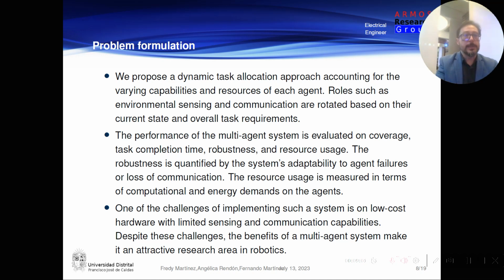The performance of this algorithm is evaluated by four metrics. We are using a metric for the time, one for the completion of the task, and two metrics for the structure of the system. And finally, the challenge is to make this algorithm actually work on very cheap hardware.